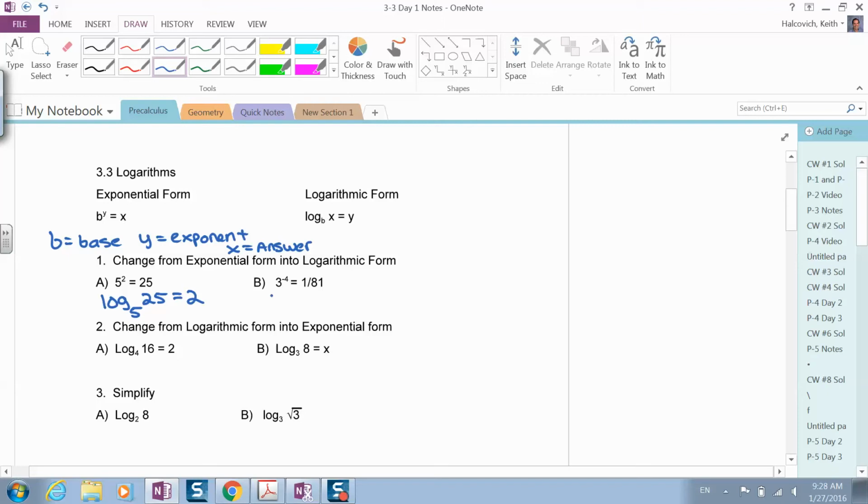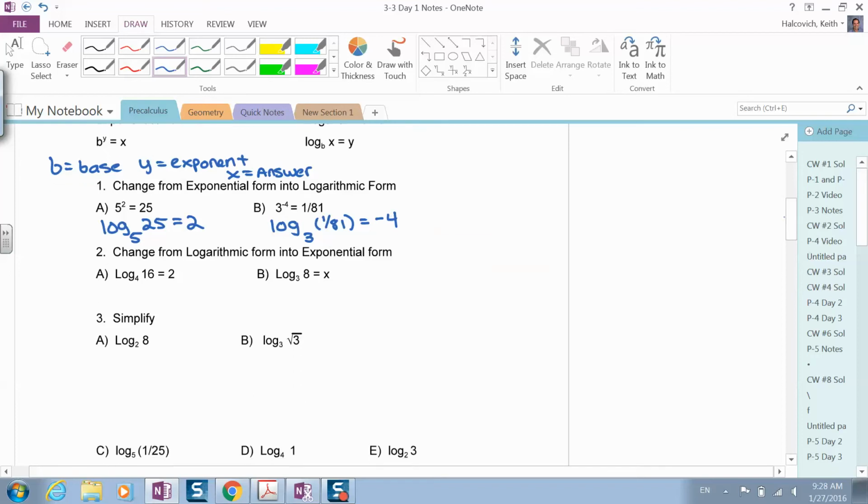Here you have log base 3 of 1 over 81 equals -4. And then you can also translate the other way as well. So here, if I want to go from logarithmic to exponential, remember my base is 4, my exponent is 2, and that equals 16. Here it would be 3 to the x equals 8.